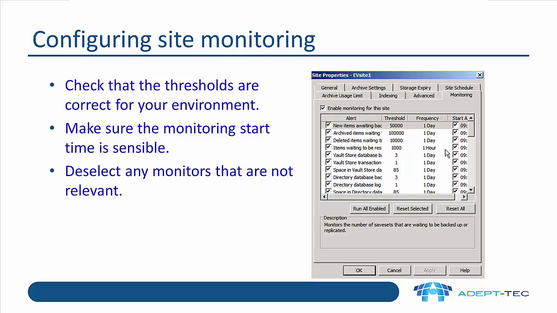Also make sure that the monitoring start time is sensible. So the default start time is 9 o'clock in the morning. But there's no point in having that start time if, for instance, your backup hasn't completed at 9 AM. Also, if you do your daily checks at 7:30 in the morning, there's no point in having the monitoring check running at 9 o'clock because then you're looking at how it was the previous day. You can also deselect any monitors that are not relevant in your environment so you don't get spurious alerts. So it's important to check these thresholds and make them relevant to your environment.